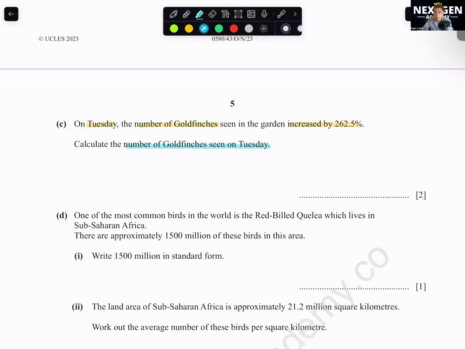I thought they removed pie chart from the syllabus. No, it's still part of the syllabus. Pie chart, it just hasn't come out in a while, but it's still part of the syllabus. You all need to know how to do it.